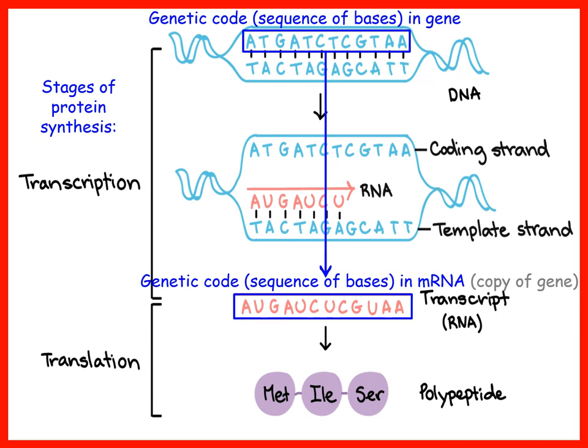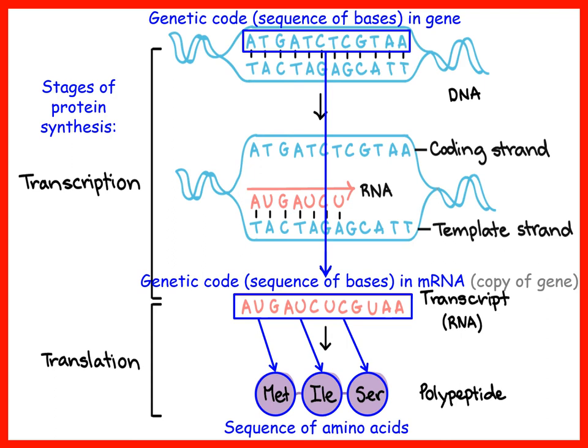In topic 1, we learned about protein synthesis. And one of the things we learned is the gene has a sequence of bases which we make a copy of in transcription. And that DNA genetic code is now in mRNA, which is a copy of the gene, and then codons within the mRNA code for specific amino acids. And that forms a sequence of amino acids, which are then joined together with peptide bonds to make the polypeptide.